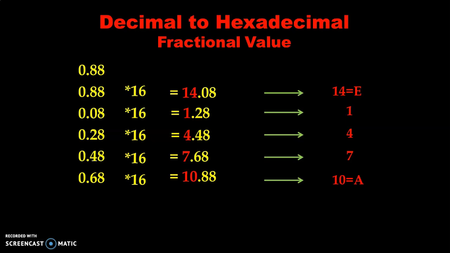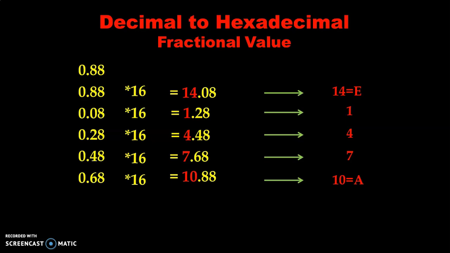Either the fractional value comes to 0, or we have to stop the process after 3, 4 or 5 steps. That depends on how much resolution after the fraction point we need. Here again 0.88, the fractional value has come to 0.88. That was what we started with. So now there is no use of going for the next multiplication, because the same process will repeat again and again. So the fractional value will never come to 0.